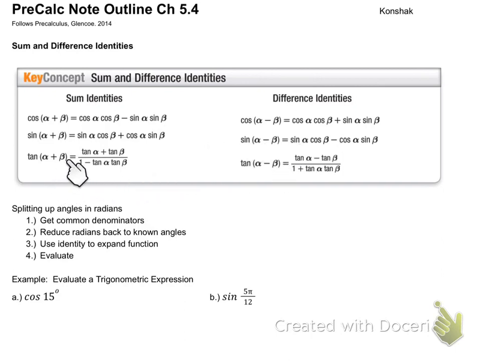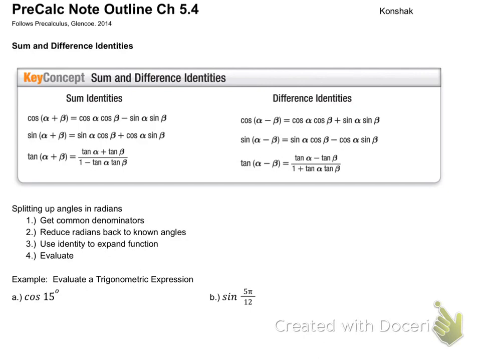Tangent, positive on top goes to minus on the bottom. When it's negative between the angles, it's negative up top, positive below. Okay, so it just switches from one to the other. The key that I like to think of is sine keeps the sign, cosine switches. Okay, so that's just kind of how I remember these things.